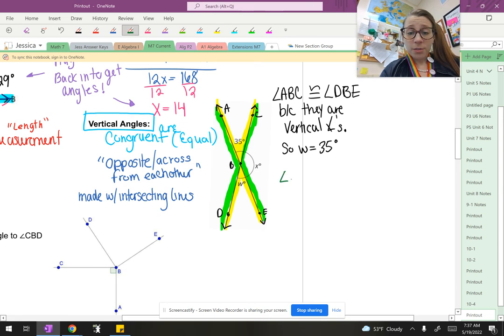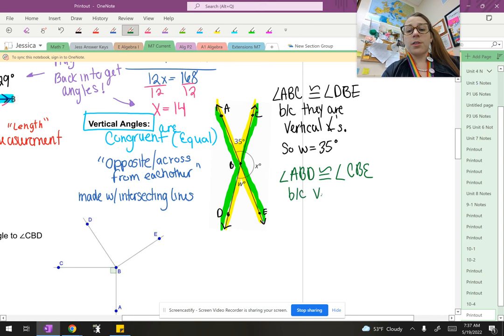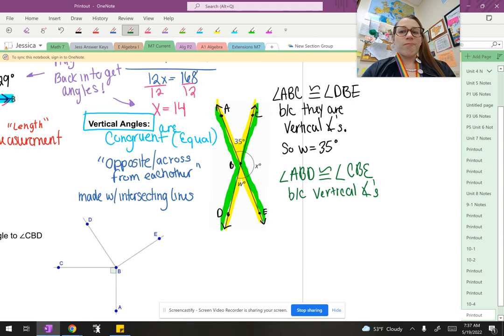So we're just going to jot that down, that angle ABD or DBA is congruent to angle CBE, because vertical angles. So that means we know that those are equal to each other. But we don't know what x is. And this is where stuff gets a little tricky, and that's why I really like these problems. They are fun, because you kind of have to use multiple rules to figure things out.